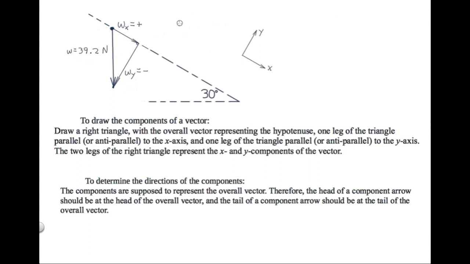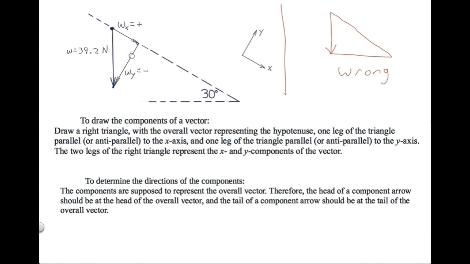Now, this is the key. The legs of your right triangle should be parallel or anti-parallel to the axes. So here I've drawn the leg for the x component of the weight parallel to the x-axis. And here I've drawn the leg for the y component of the weight parallel to, or anti-parallel to, the y-axis. Notice how the legs of this right triangle are parallel or anti-parallel to our axes.